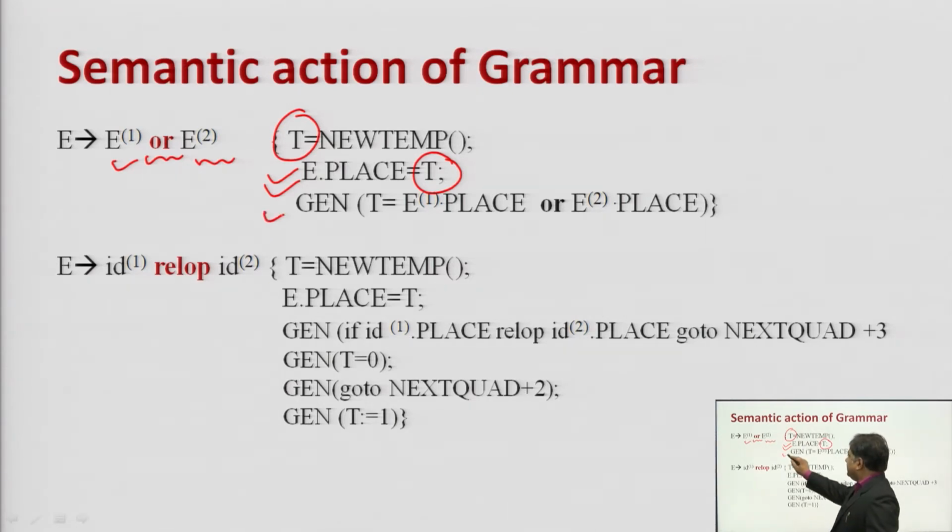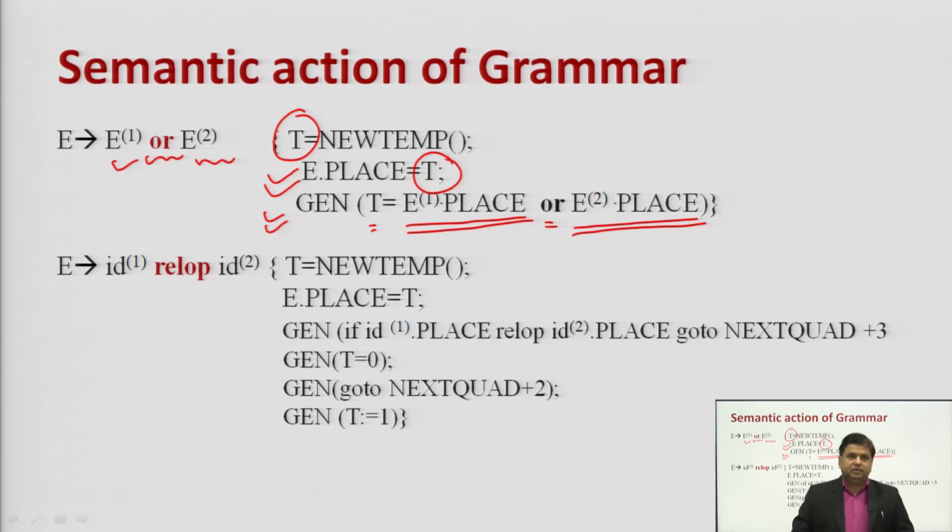Then next, generate means write a statement like this: t equals E1 dot place OR E2 dot place, that means the evaluation of expression 1 followed by the OR operation followed by the evaluation of expression 2. E1 dot place and E2 dot place mean the evaluation of expression 1 and the evaluation of expression 2, right.